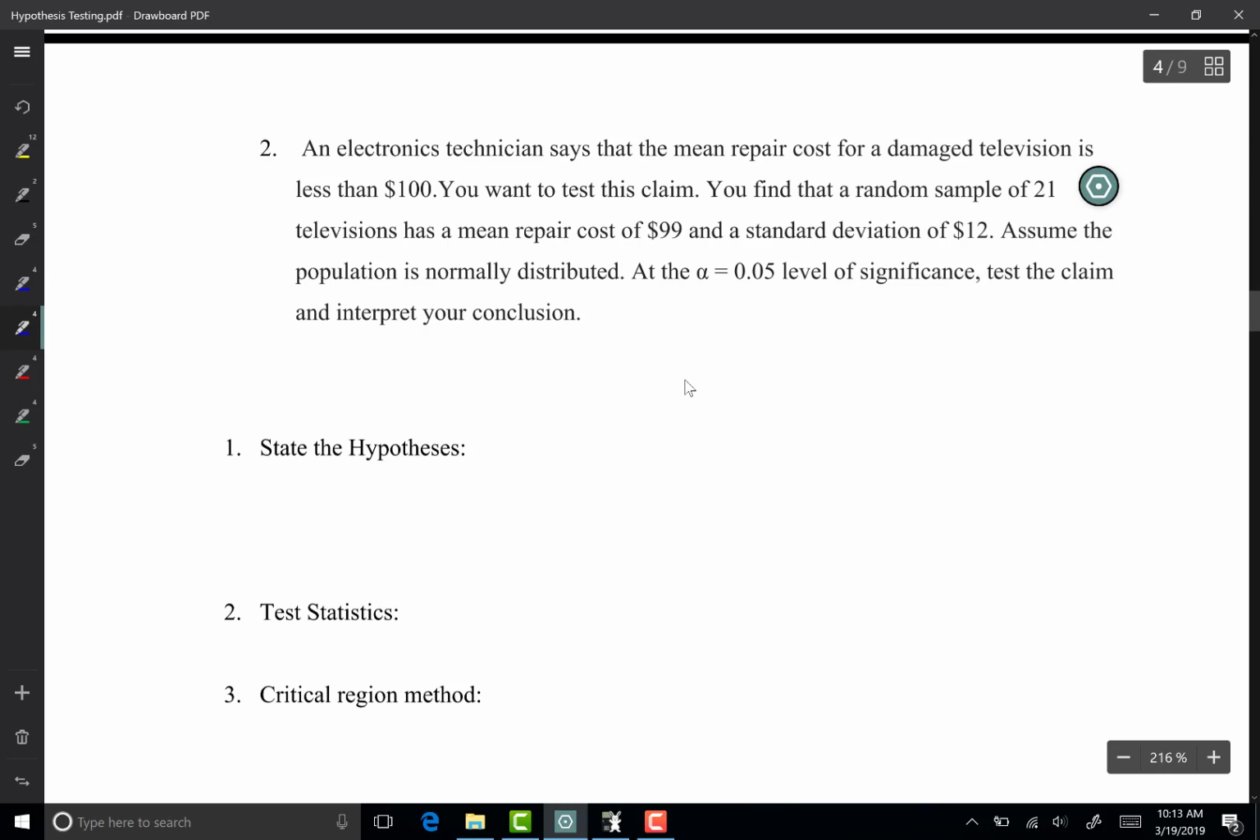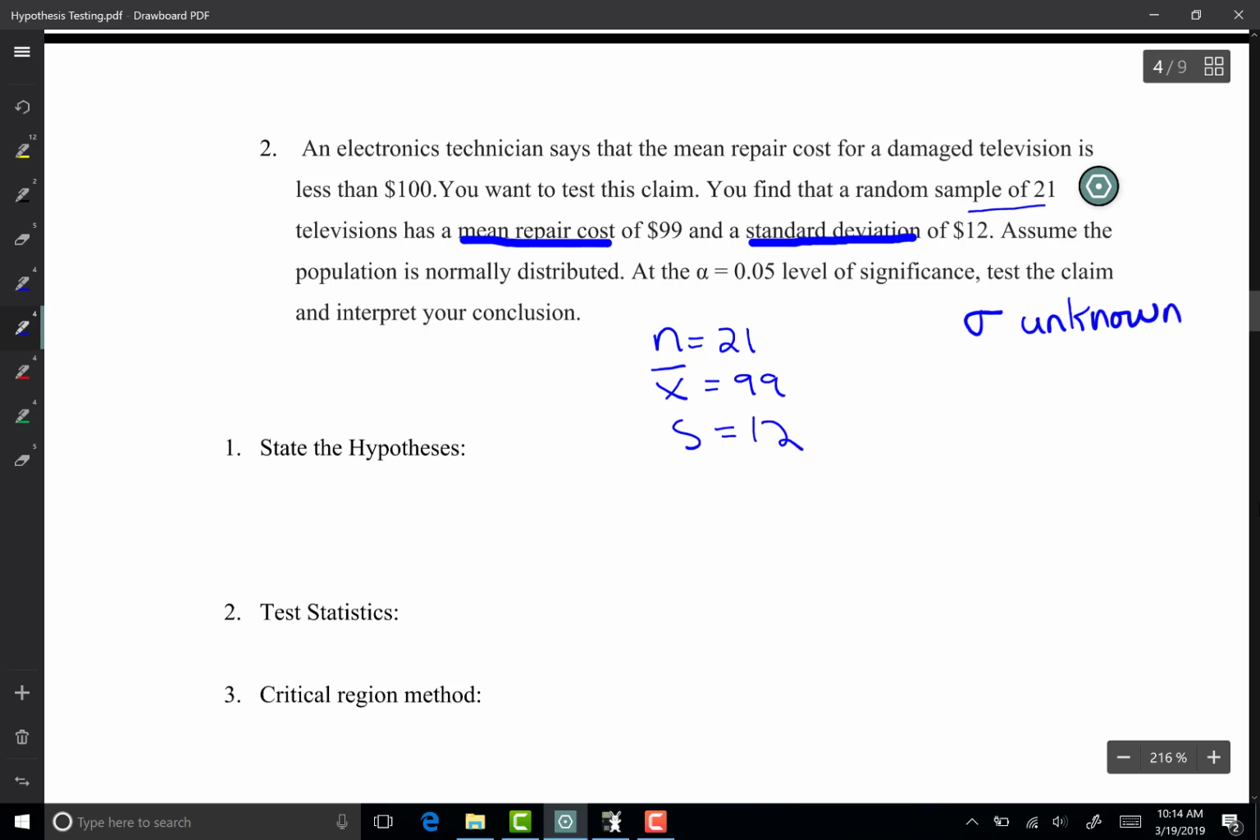Okay, so let's just write down some of the information we know. We know our sample size is 21, and this sample has a mean repair cost. Because this mean repair cost is referring to the sample, x bar is equal to 99. And the standard deviation is referring to the sample, so s is $12. Just like with confidence intervals, if we do not know the population standard deviation, or sigma is unknown, then we use a t-test, just like we use the t-interval.